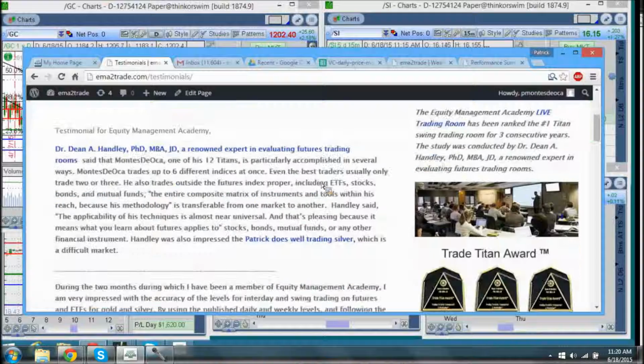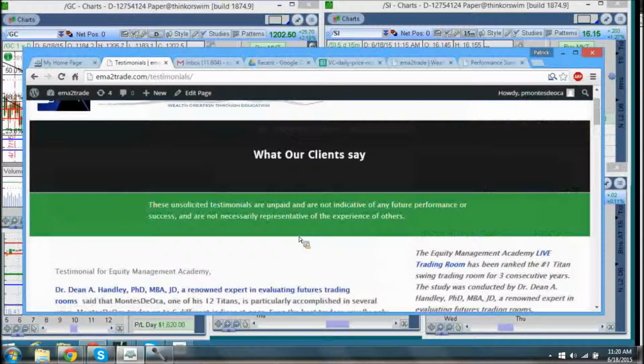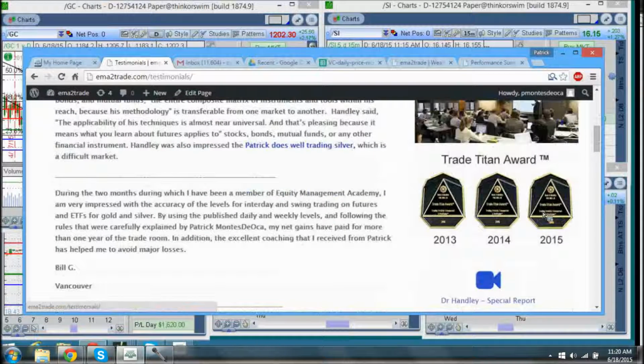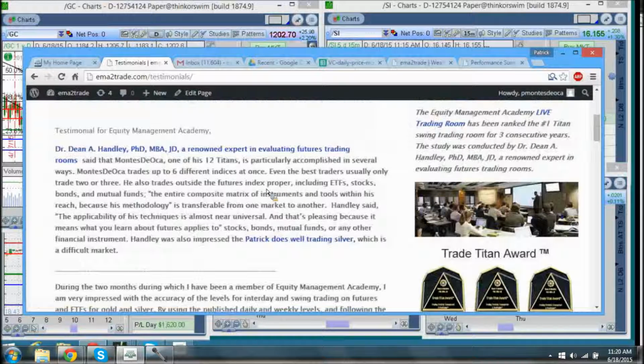You can go to testimonials and you can see the testimonials that we have received so far, and this page is getting very big, very fast. You can see the videos, you can see all our trophies, so to speak, that we've had. We appear to be running as the top or one of the top Trade Titan rooms, according to Dr. Dean Handley.